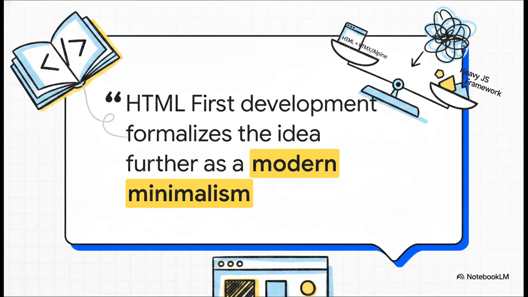It encourages a kind of modern minimalism. It's basically asking developers to lean on the native built-in capabilities of the browser first, maybe sprinkling in some lightweight libraries like HTMX or Alpine.js before just blindly defaulting to a heavy JS framework. It's all about picking the right tool for the job to keep your websites incredibly fast and super accessible.